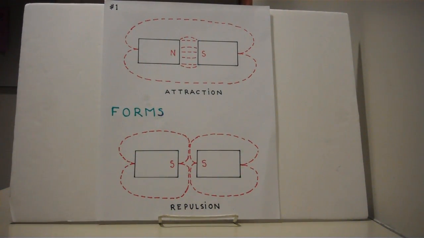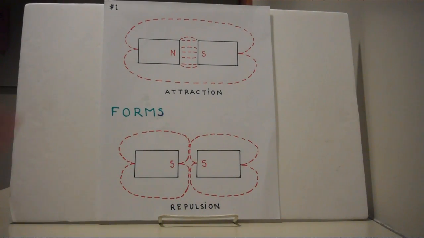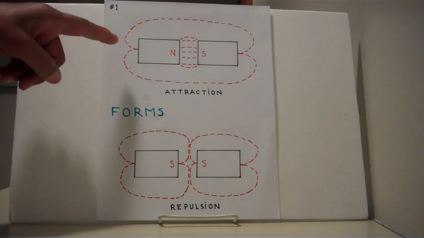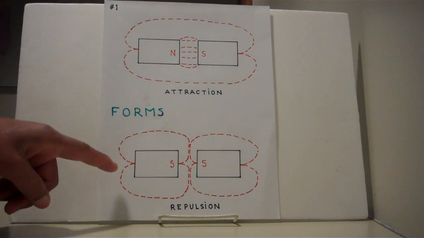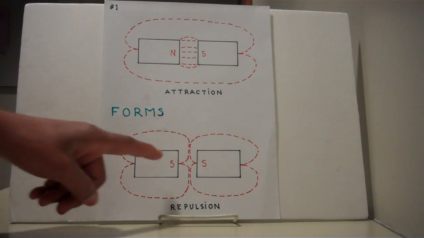To begin, there are two forms to magnets: attraction and repulsion. The red field shows what attraction is, north-south. The red field again shows what the repulsive field is, south to south.